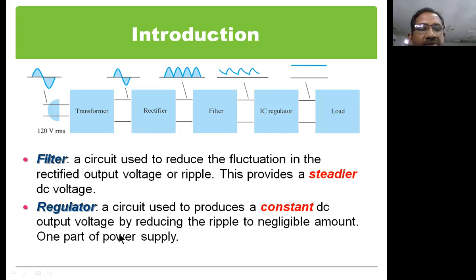So what is the purpose of the filter? There will be a confusion between the purpose of filter and IC regulator in general. What is the purpose of filter? It is to reduce the fluctuations in the rectified output, or to reduce the ripples. Ripples are the result of the process of converting the pulsating DC to pure DC.